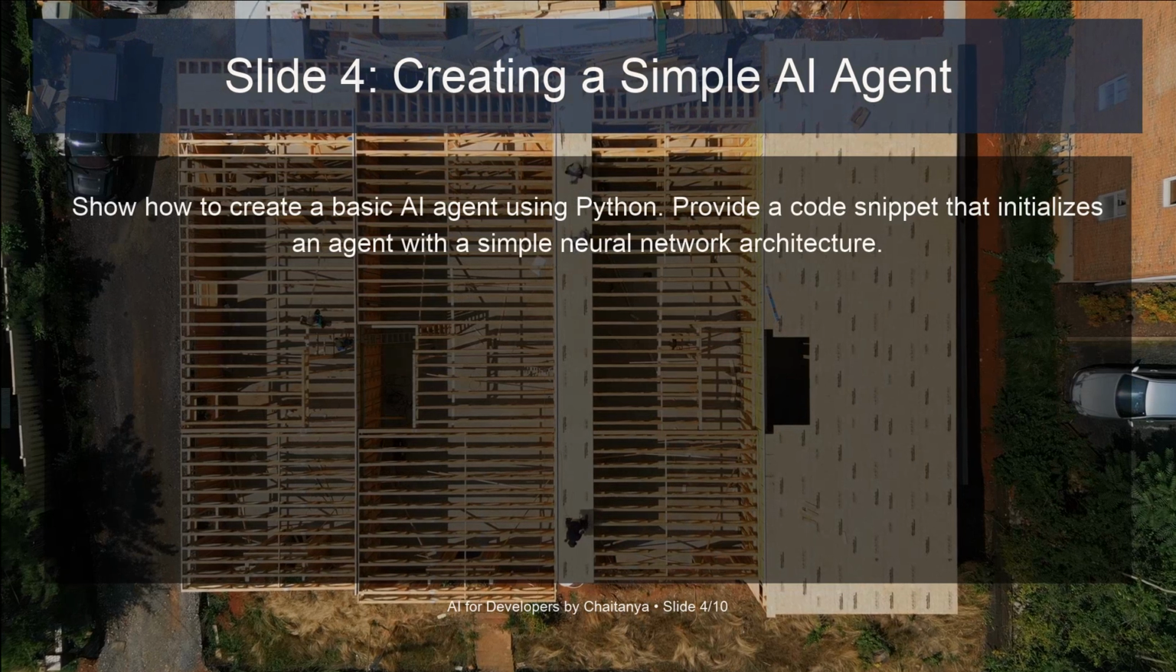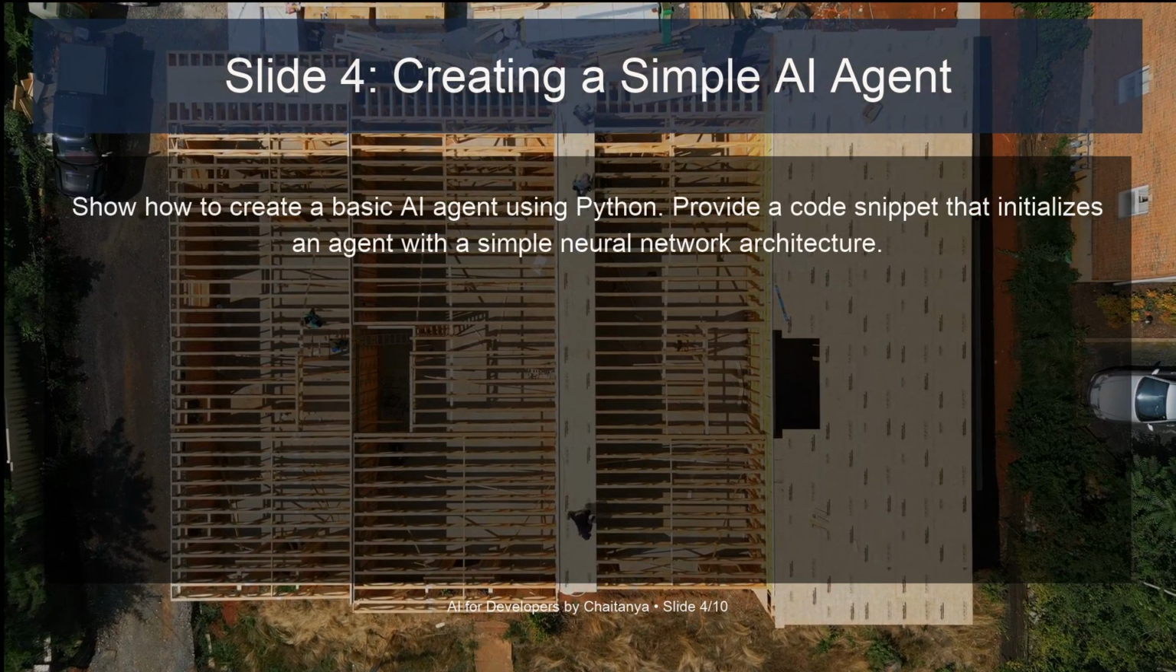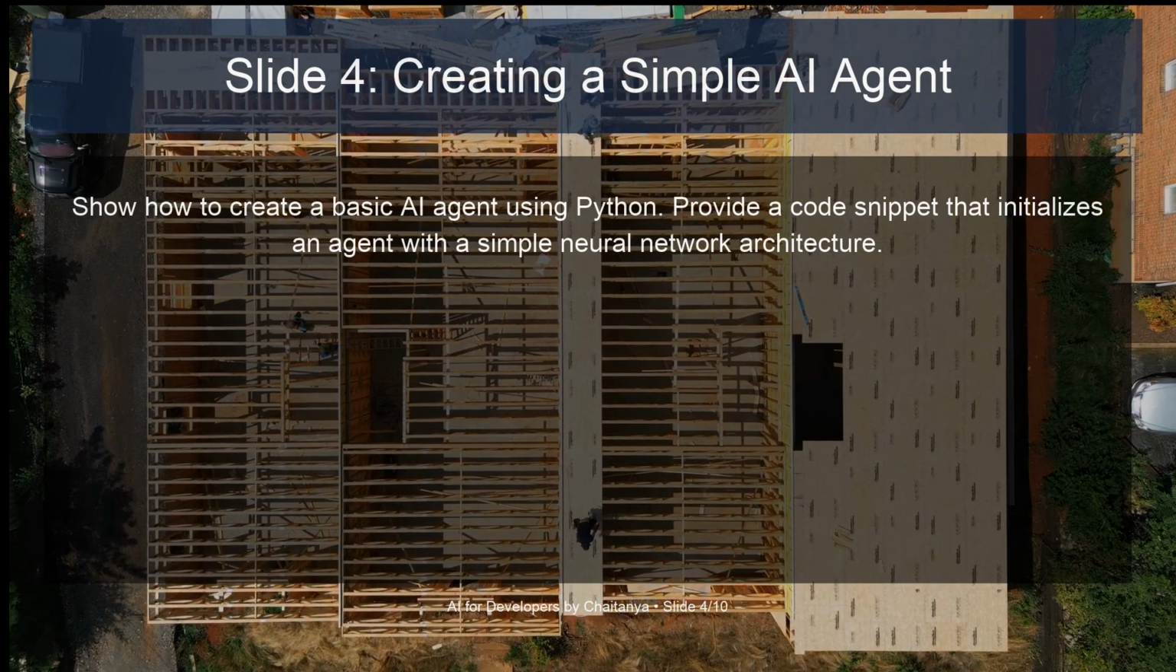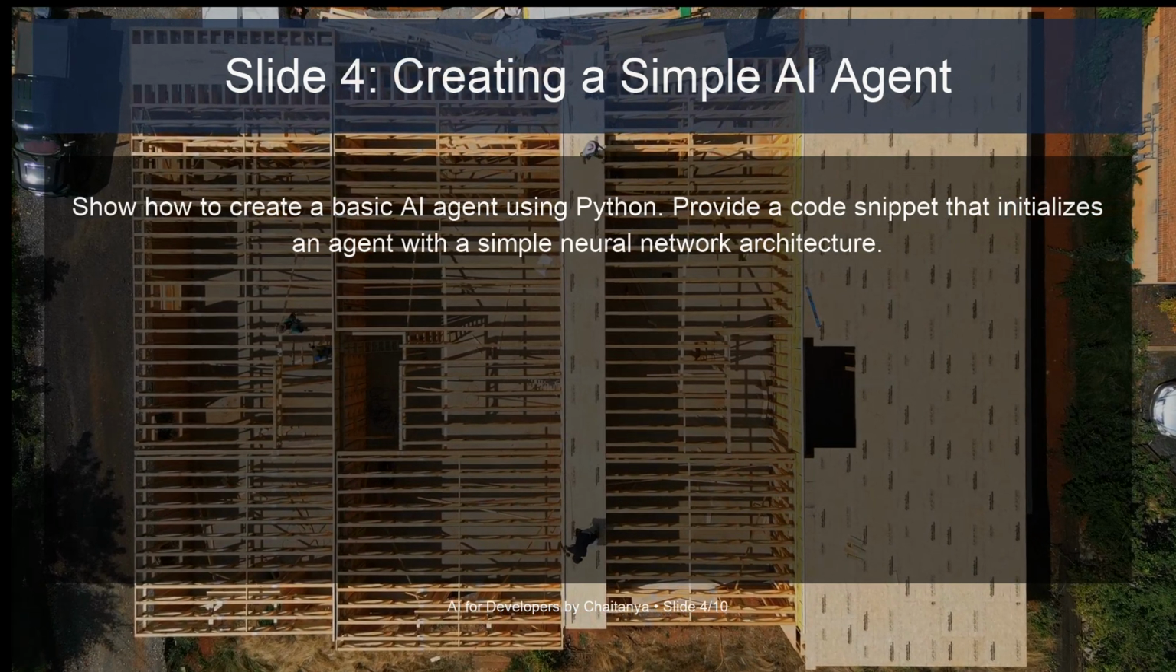Slide 4. Creating a simple AI agent. Show how to create a basic AI agent using Python. Provide a code snippet that initializes an agent with a simple neural network architecture.